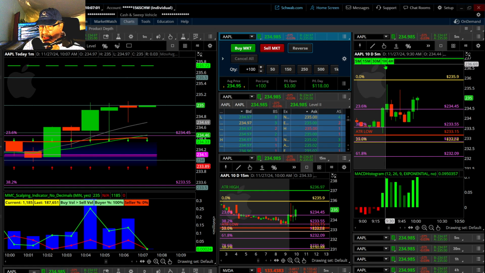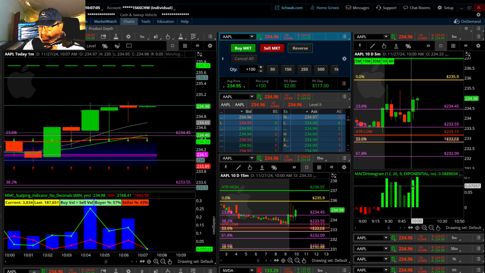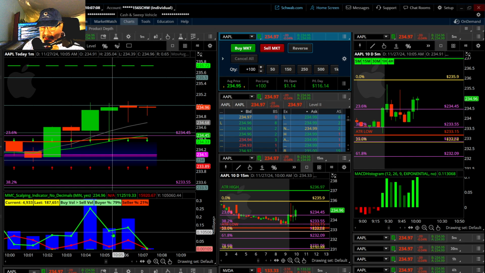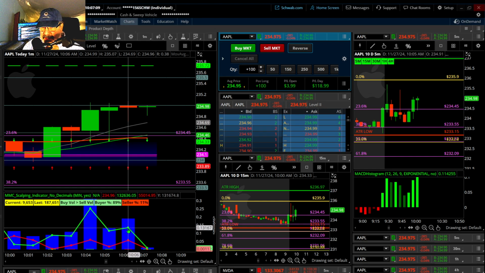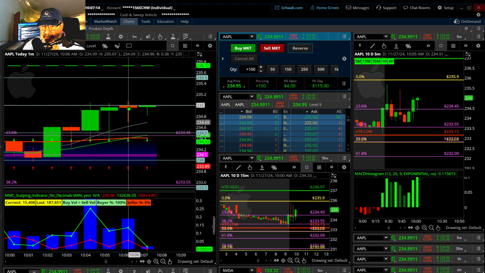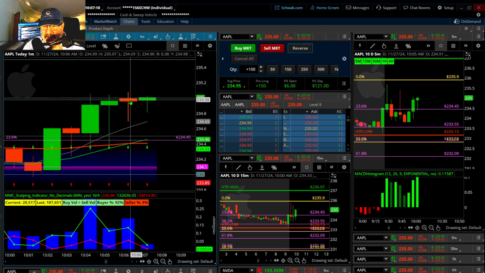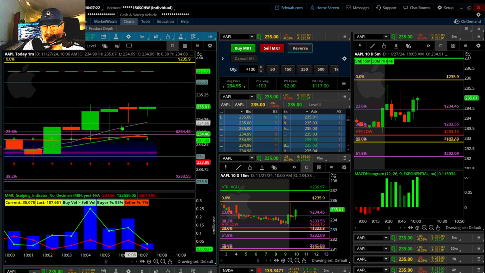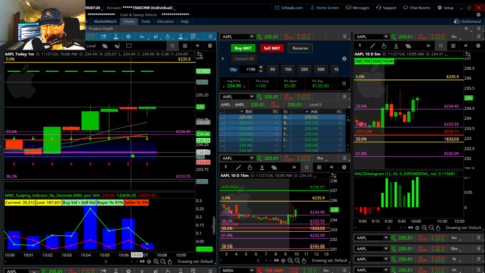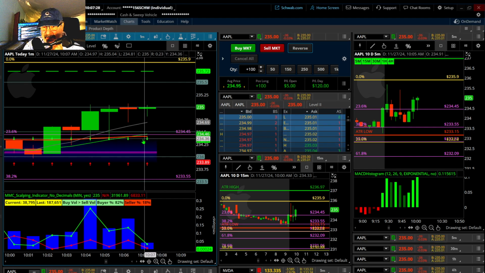Everything's green, multi-chart alignment. This is the 5 minutes green over here, the 15 minutes green here. The MACD is green. This just went up. Even though this didn't make it to the top, it's making me think it's going up. But these are two hangmans. Some people might call that a spinning top, which is a reversal sign. But I don't know.